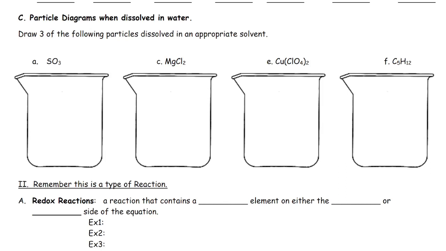Picking up on part C, talking about particle diagrams for things when they're dissolved in water. So we're going to draw all of these in the solvent of water. As a reminder, we drew water on the first page of our notes, but water has a shape like this with 2 lone pairs on your oxygen.